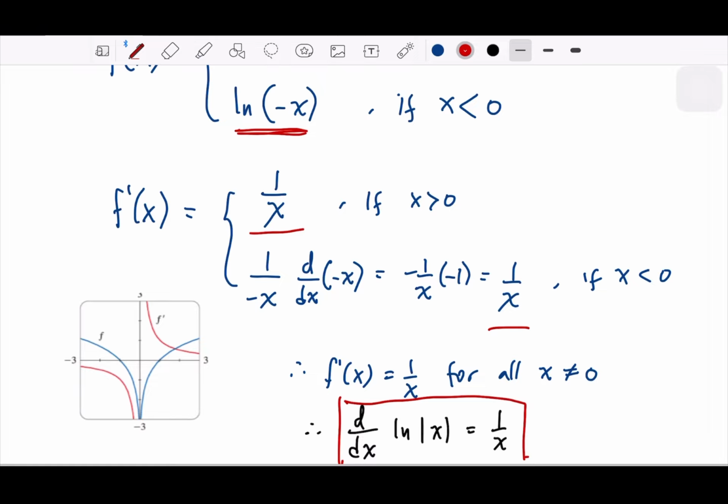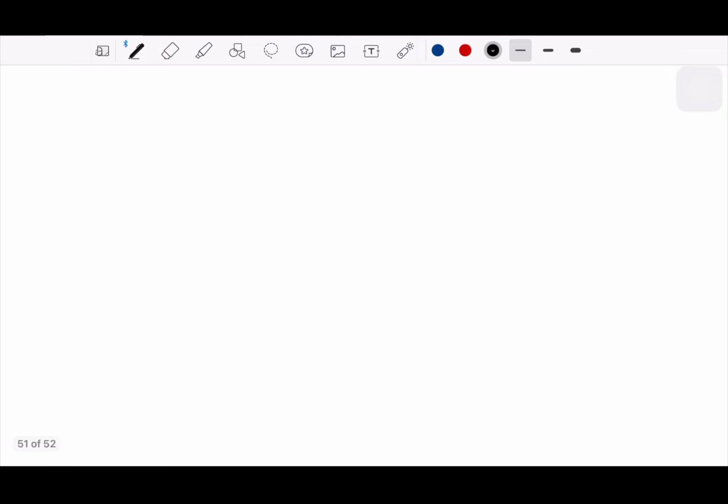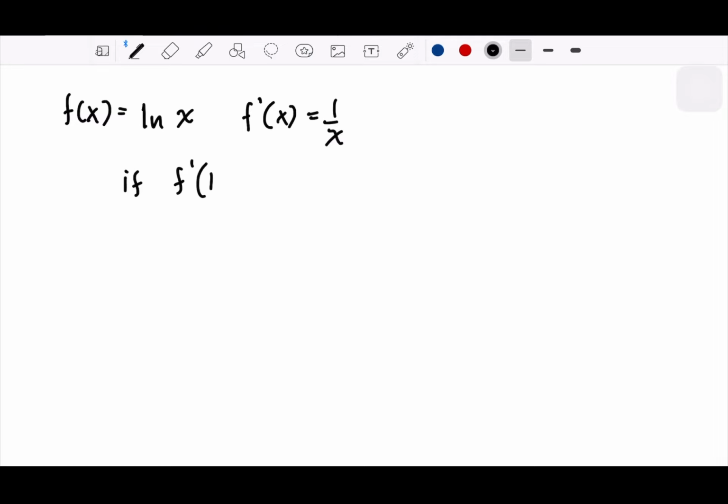Okay. Now, if we go through the definitions by limit. So f of x is ln x. We know that f prime of x is 1 over x. But what about the definitions? If I put 1, then it's 1, right? Now we can use this to express the number e.